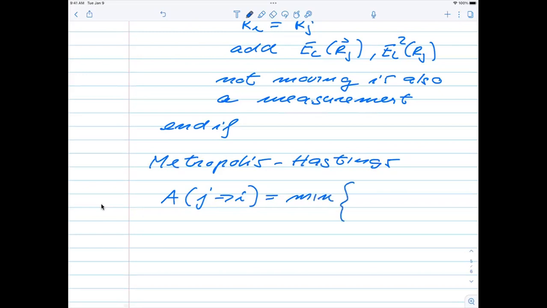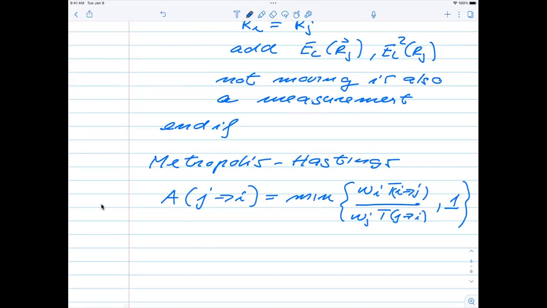And now we have the probability Wi of Ti going to J, and then divided by Wj of T of J to I. And then we have 1 here. So this is the type of calculations which we need to implement.